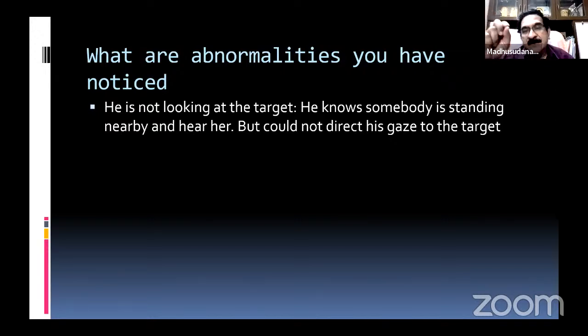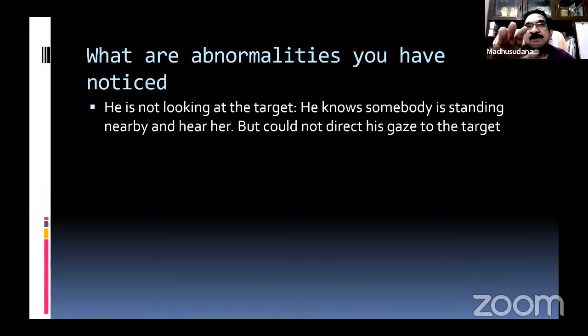I'll explain exactly what disorientation is in the subsequent slide. He does not know where the object is placed in the space in front of him. How far it is, whether it is to the right side or left side. That is visual disorientation. That is defective spatial localization of the object for the patient.